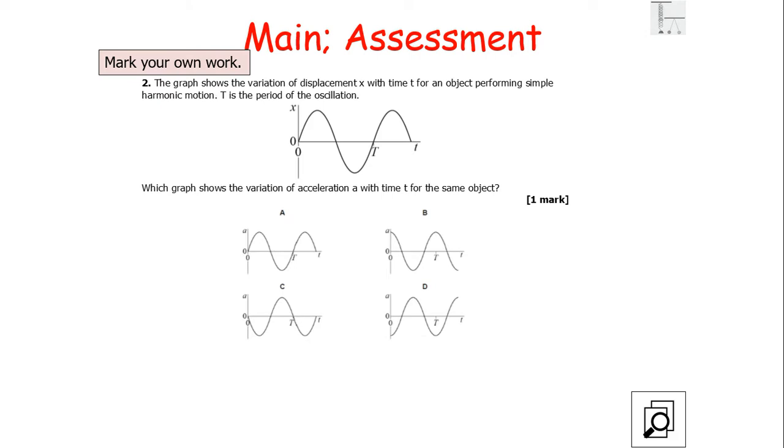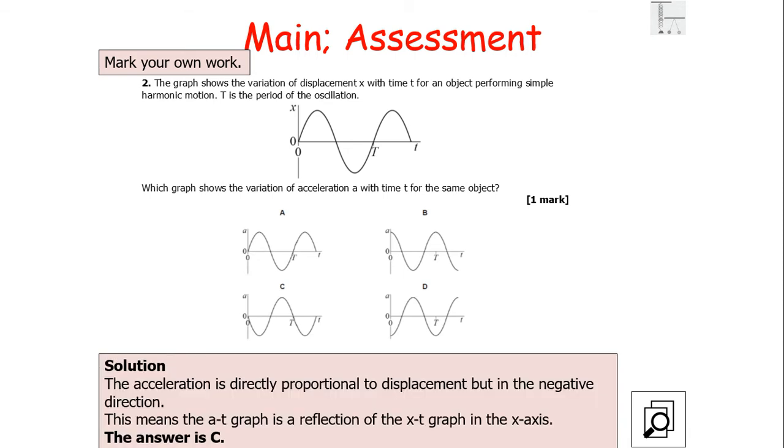Right, the next question. This graph shows a variation of displacement x with time for an object performing simple harmonic motion, where capital T is the period of the oscillation. So which graph shows a variation of acceleration with time for the object? Well, the answer is C, because we know acceleration is directly proportional to displacement. That is a condition of simple harmonic motion.